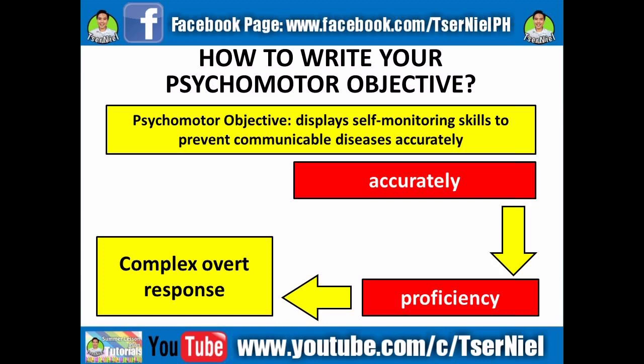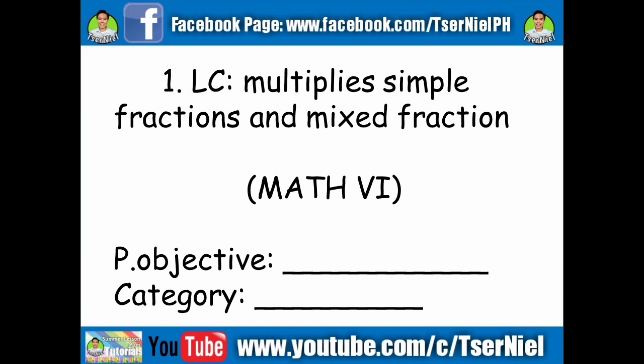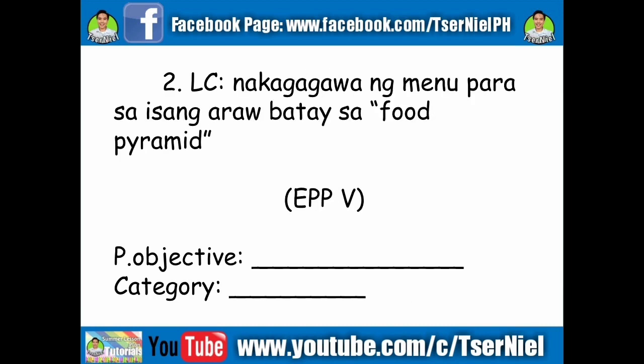So, depende sa'yo yan kung anong action words ang gagamitin mo, kung anong category ang pipiliin mong i-perform ng bawat learners for every competency. And with that, let us proceed to the home activity for this episode. So, ang gagawin nyo dito is you will create your own psychomotor objectives for every learning competency. Tapos isi-state nyo kung saang category belong ang bawat psychomotor objective na ginamit nyo. At ang ating answer sheet na gagamitin for this episode's home activity ay ilalagay ko na sa description box.